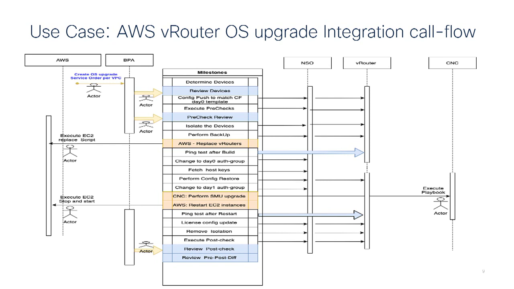So this is the step where we config push to match the CloudFormation day 0 templates, and then we execute the pre-checks, which is basically a list of commands. All these steps are done across all the devices in the device group in this VPC. And then we isolate the device.